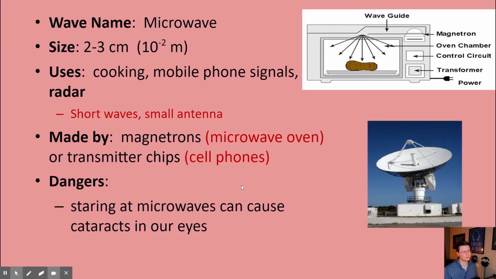So dangers: staring at microwaves can cause cataracts in our eyes, right? Now, when I say microwaves, I don't necessarily mean the actual appliance in your household. I mean direct exposure to those microwaves. Your microwave itself is shielded, and that's also a big reason why it doesn't operate if it isn't closed. So no, you're not actually going to get damaged by doing that.